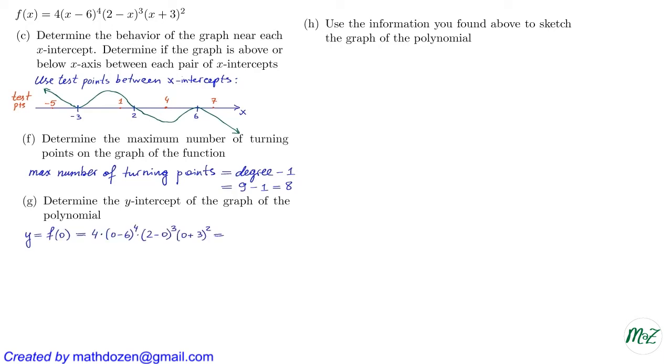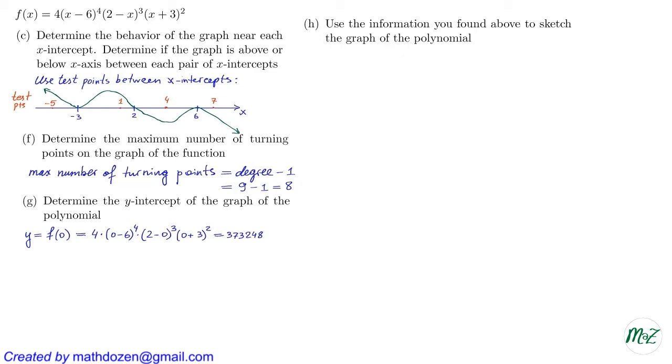So then this next question about the y-intercept is an easy question. The y-intercept is equal to f of 0. So we replace x with 0 in the formula for the polynomial. So we end up with 4 times negative 6 to the 4th times 2 cubed times 3 squared. So this all evaluates to 373 to 48 for the y-intercept.